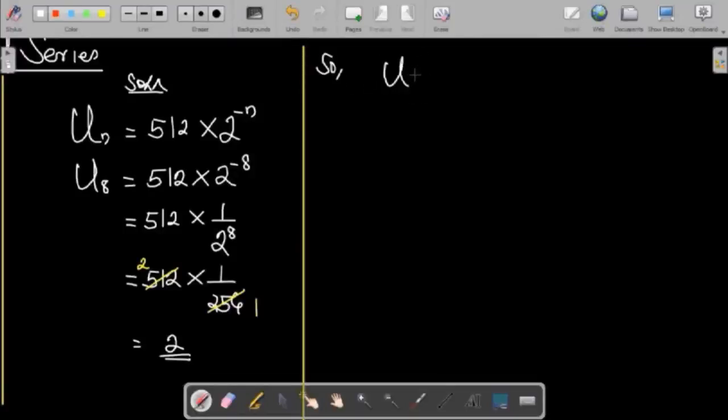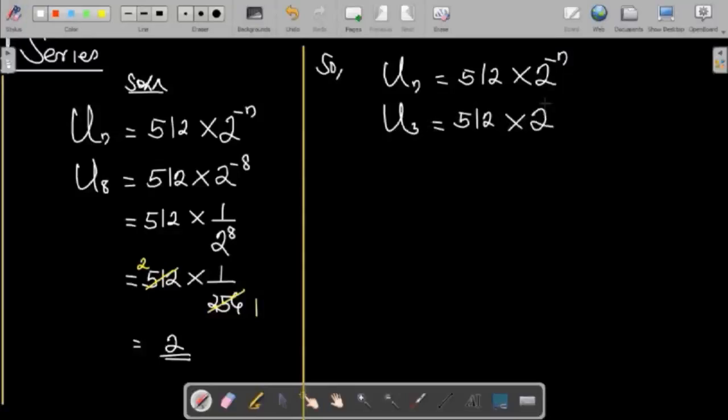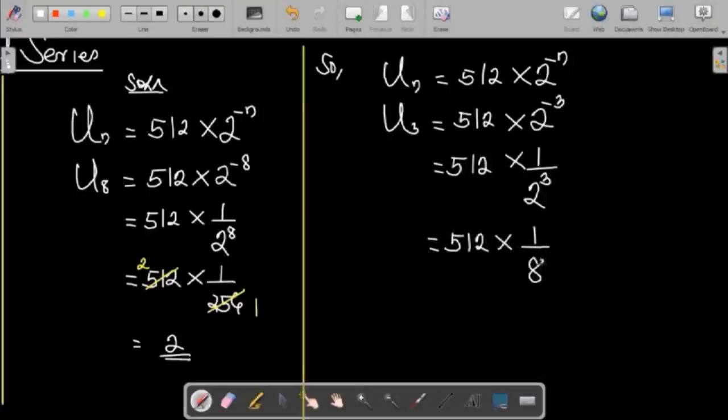Our u8 has been done, so let's solve our u3. Let me put down the same function again. So my u3 will be 512 times 2 raised to power minus 3. The same law of indices applies, which gives 1 all over; the moment you put 1, the negative sign disappears. Then we have 512 times 1 all over 2 raised to power 3, which is 8.